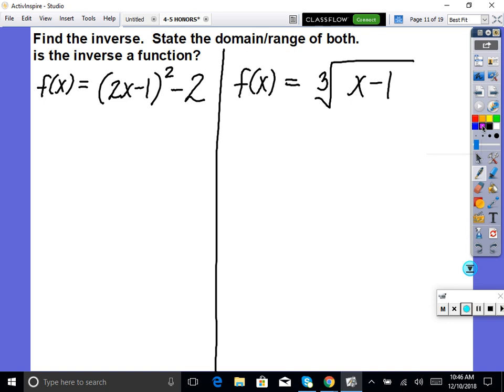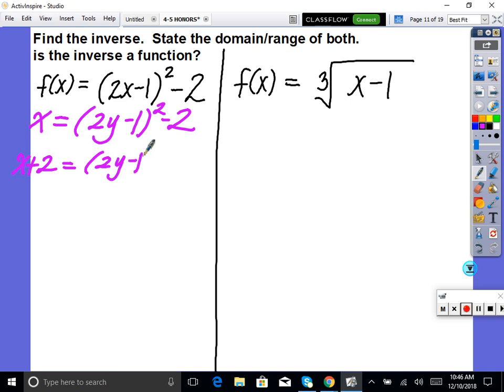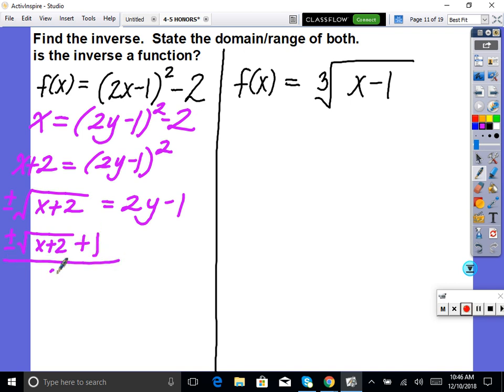Okay, so just watching, because these are basics, we're just going to make sure we're good. Find the inverse, state the domain and range of both is the inverse of function. So x equals 2y minus 1 squared minus 2, right? So we'd add 2, so we have x plus 2 equals 2y minus 1 squared. Then what? Square root. So we have plus or minus the square root of x plus 2 equals 2y minus 1. Add 1 and then divide by 2. Is everybody good with that? So plus or minus the square root of x plus 2. We added 1 and then we divided all of it by 2. That's our y inverse.